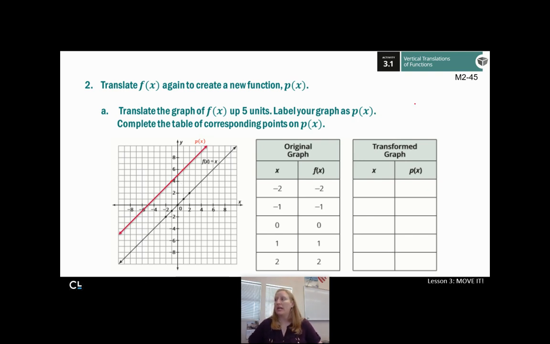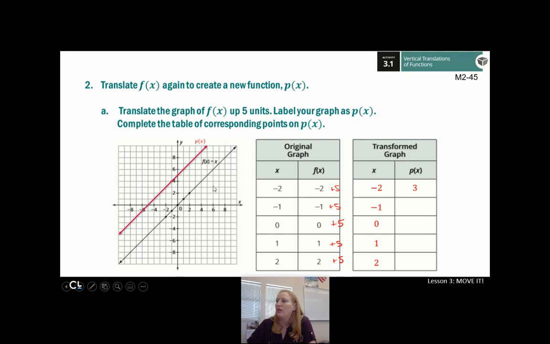Or you could have used that technique from before where we're going up 5 units, so I need to add 5, add 5, add 5, add 5, add 5. The x coordinates didn't change. They are the exact same: -2, -1, 0, 1, 2. But we're adding 5 to all those y coordinates. So now, -2 plus 5 gives me a positive 3.